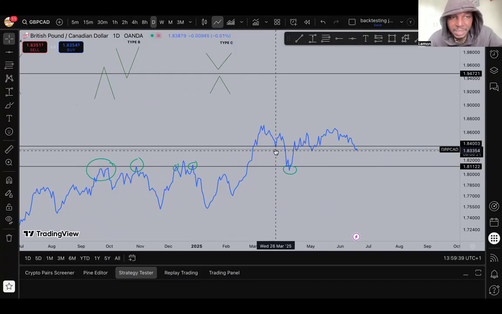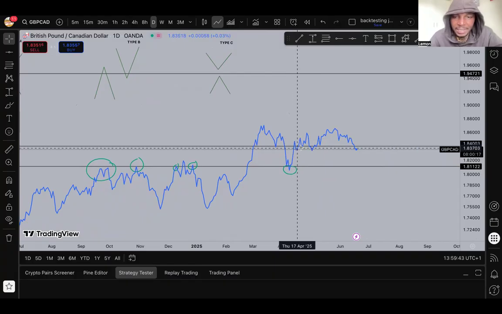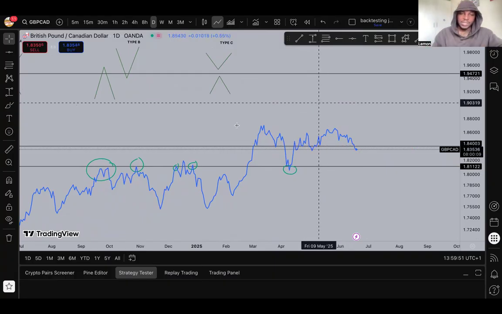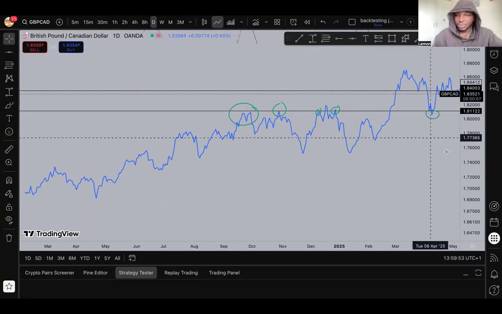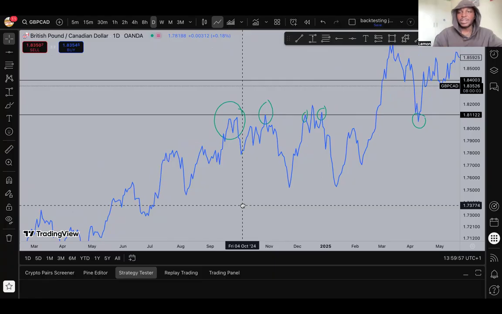This is a type A, it touches the line. This is a type C, this is a type A, you get me, type B, you get me? So these are ways to draw your support and resistance. You can just have fun with it because we look at the past.